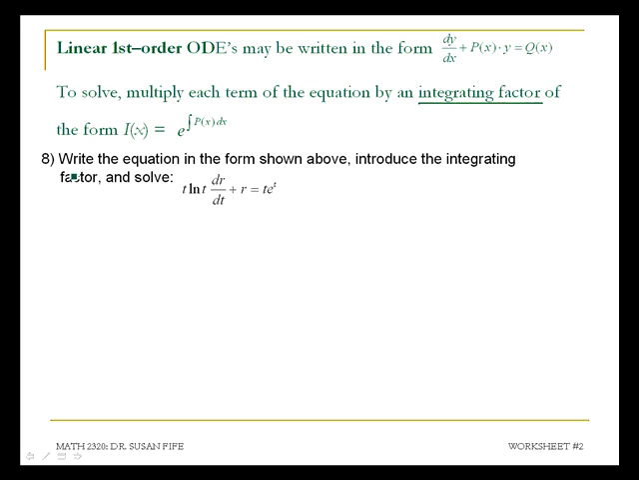Okay, so on number 8, write the equation in the form shown above. This is in linear form. And then introduce the integrating factor and then go through steps to solve it. So here our first step is going to be to get the derivative term by itself. I'm going to take this entire equation and multiply by 1 over t natural log of t.